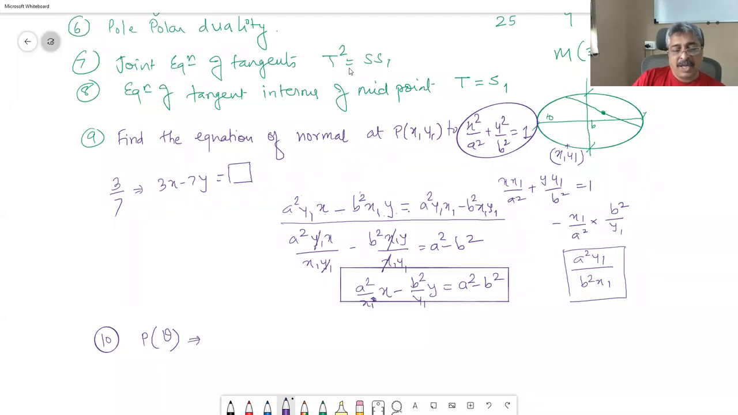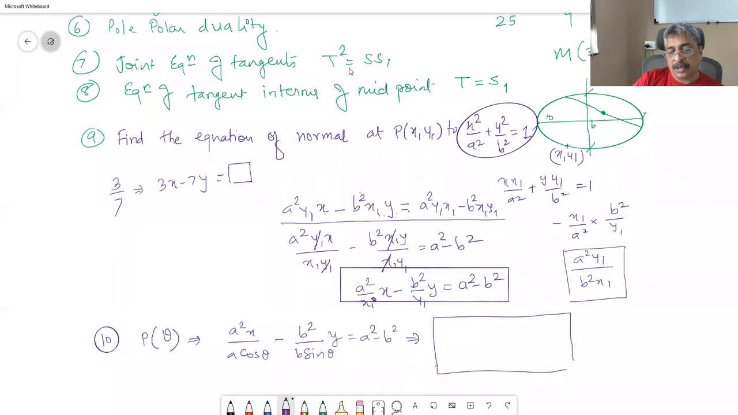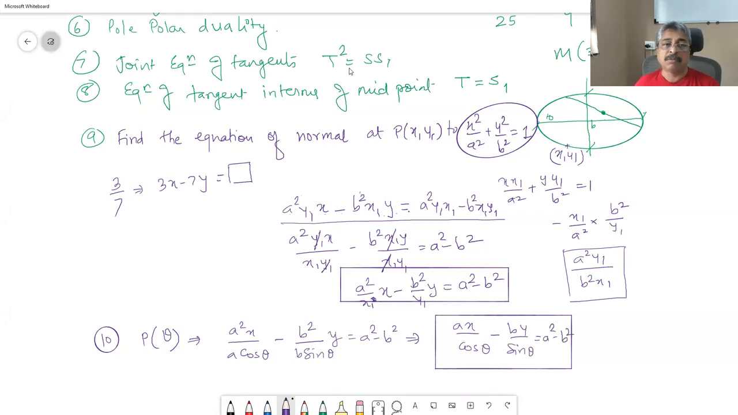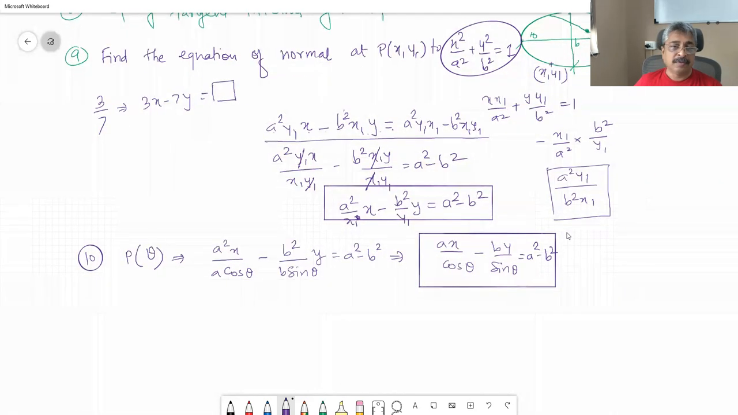Okay, replacing x1 by a cos theta minus b square y by b sin theta is equal to a square minus b square. So the equation of normal in terms of parameter theta is, a gets cancelled, ax upon cos theta minus by upon sin theta is equal to a square minus b square. Very good.